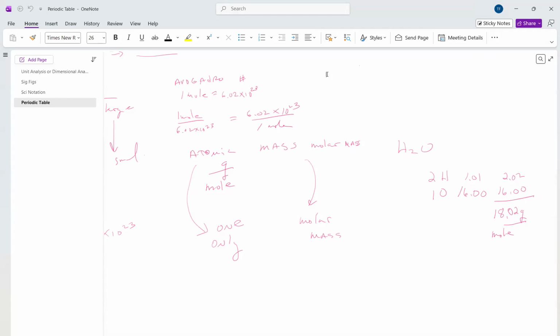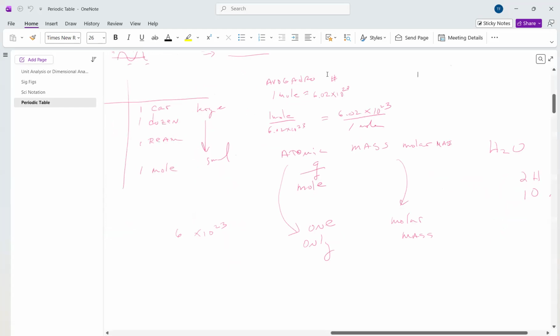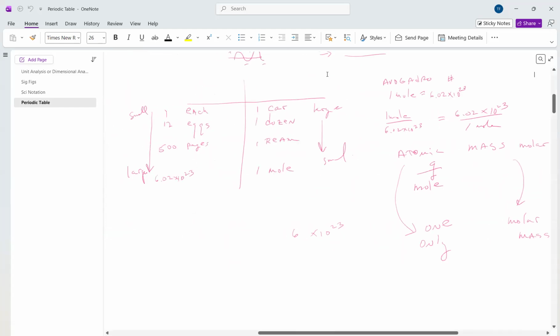Okay, so I'm going to review a little bit from yesterday. I'm going to talk about the mole. I'm going to talk about Avogadro's number, 6.02 times 10 to the 23rd, a couple more conversion factors. Then we're going to get into actually doing some problems involving these conversion factors. And then we're going to talk about a chemical reaction equation. You're going to learn how to balance it.